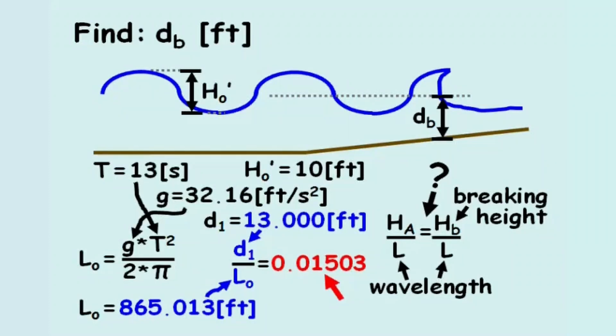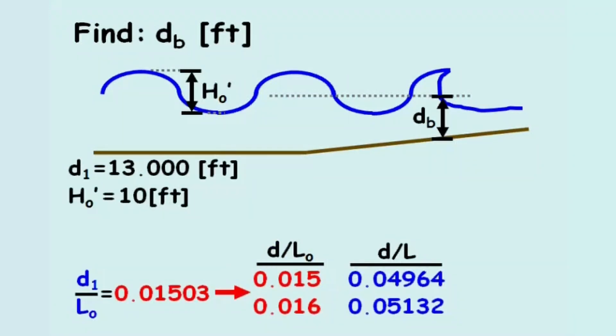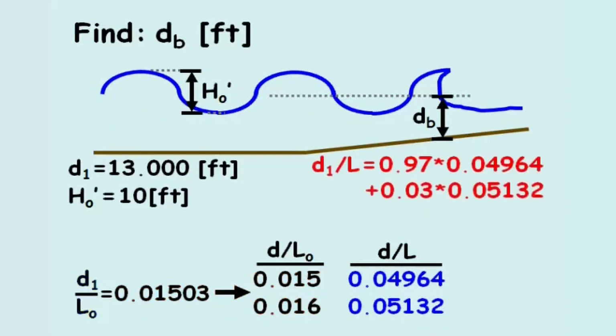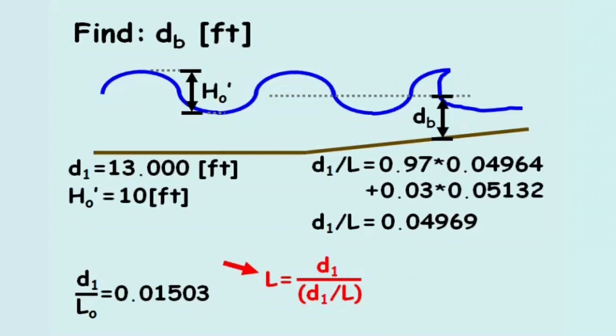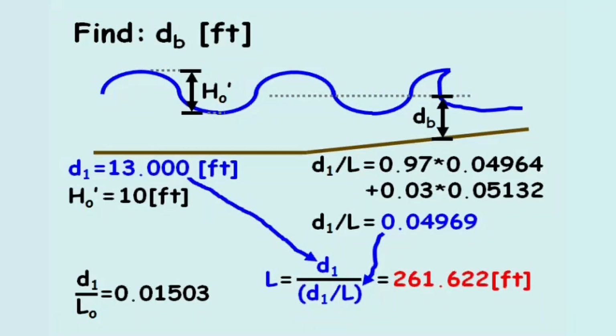With the d over L naught value, we have an entry point into the tables, and we can linearly interpolate to calculate the value of d1 over L, which equals 0.04969. Next, we'll compute the wavelength, L, by dividing 13 feet by the value of 0.04969. And the wavelength for this first iteration equals 261.622 feet. Since the wavelength depends on the depth, we'll add a subscript 1 to signify the first iteration.